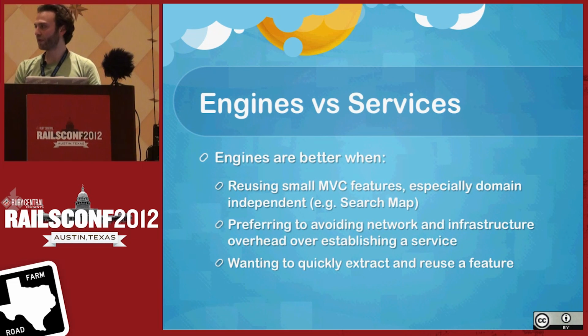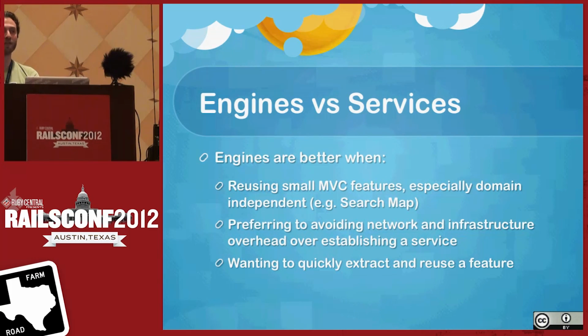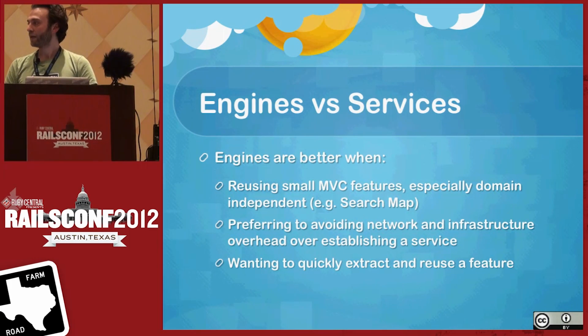You might want to avoid network and infrastructure overhead when establishing a service, because of the price. I was just talking about the cost of an engine. The cost of a service is much higher. It's much more expensive to configure a service, run it on its own server, and write code to consume it. So again, it's like two shades of gray. Think of it as you start with one monolithic Rails app, you move on to maybe multiple apps, and then engines, and then finally services.